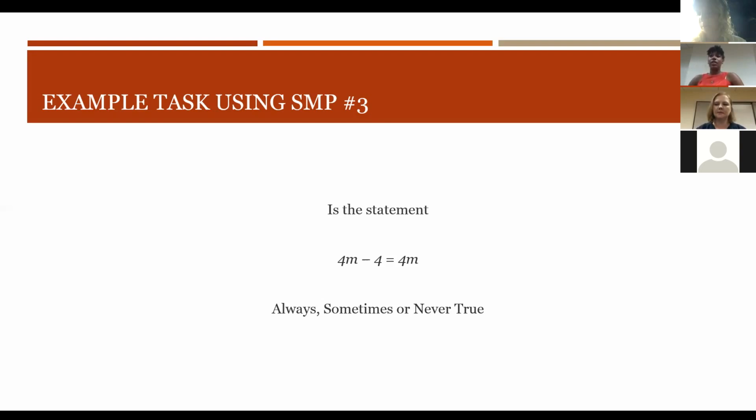And I would ask the students to provide their two proofs. So you could say, if m was 7, it's not true. And if m was 12, it's not true. You would actually plug those numbers into the variable and you would say that it's not true.